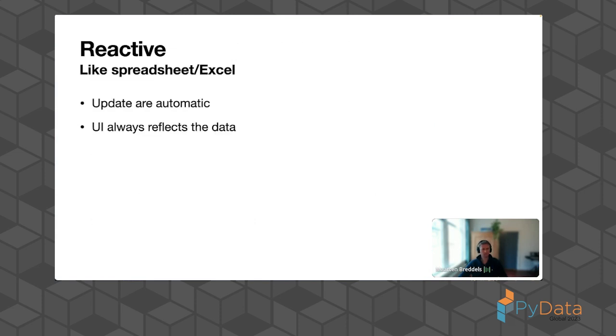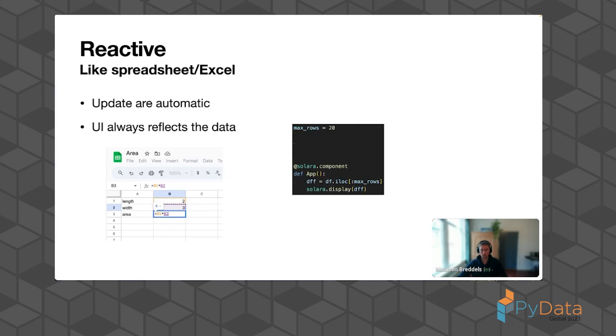So let's talk about reactive. You've probably used an Excel spreadsheet, or any other spreadsheet like in Google. You have two cells, width and length, and area is the multiplication of these two. You change an element and everything updates. You don't have to manually go through your spreadsheet to say this cell needs to be updated. And how does that translate into Python?